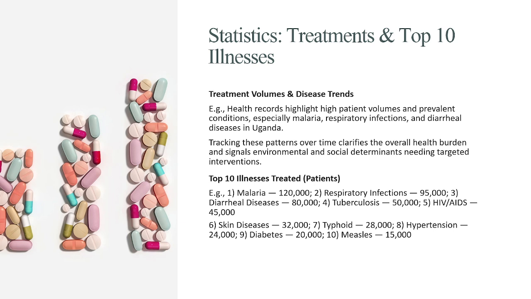Treatment volumes and disease trends. Health records highlight high patient volumes and prevalent conditions, especially malaria, respiratory infection, and diarrheal disease in Uganda. That's an example. When you know this, then you can come up with proper mitigation measures. For example, we know diarrhea is a problem. So what we need in the camp is maybe pit latrines and hand washing facilities.